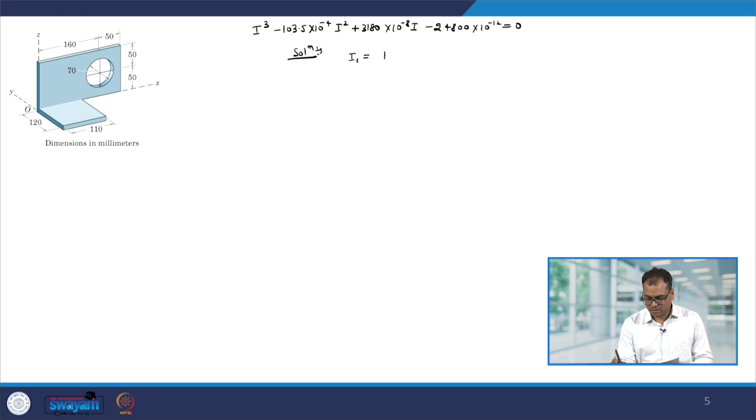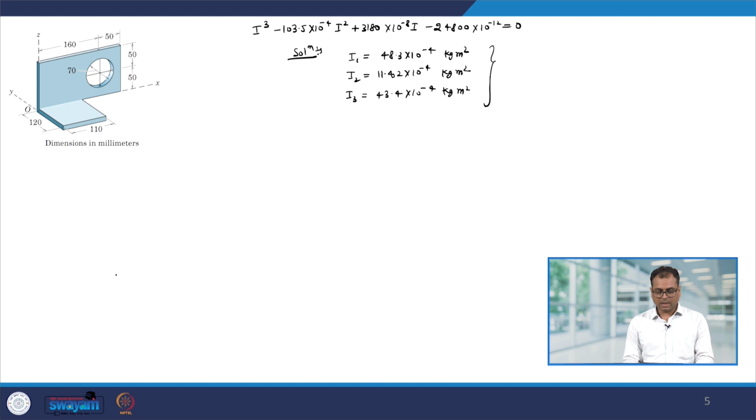So, I1 is 48.3 × 10^-4 kg m², I2 will be 11.82 × 10^-4 kg m², and I3 comes out to be 43.4 × 10^-4 kg m². These are your principal moments of inertia. Okay. Now, let us find out the principal inertia axes.